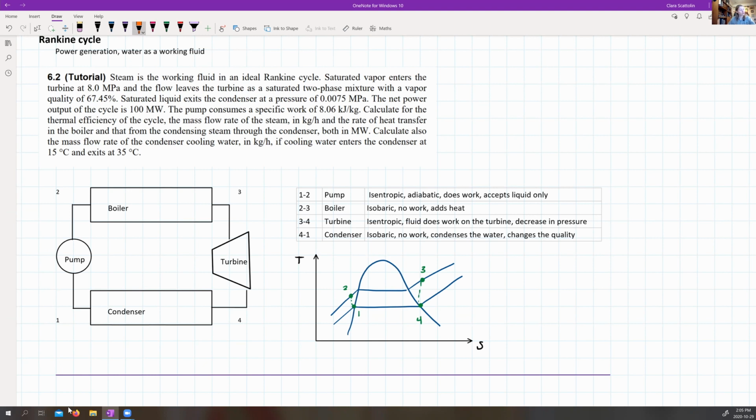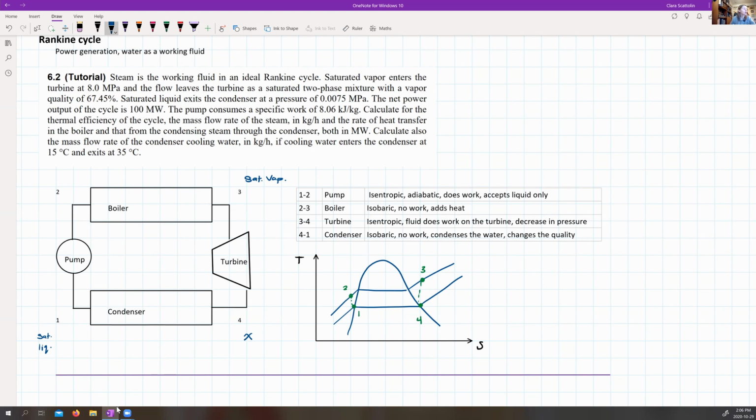And then next we're going to solve a Rankine question. The question states that steam is the working fluid in an ideal Rankine cycle. Saturated water vapor enters the turbine at 8 MPa, so at this stage we know we're at sat vapor. The flow leaves the turbine as a saturated two-phase mixture with a vapor quality of 67.45%, so we know there's a value of X here and we're a mixture down here. Saturated liquid exits the condenser, so here we know we're sat liquid, and the pressure there is given.